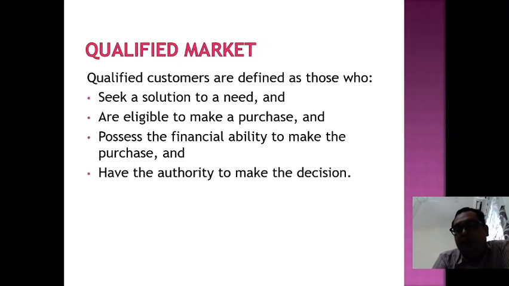So if you are trying to sell a house and you are offering it to the child of the parent, then of course the child cannot have the authority to make the decision to purchase the house. They can persuade their parent, but eventually this kind of big decision is going to be decided by the person who has the authority. Okay?